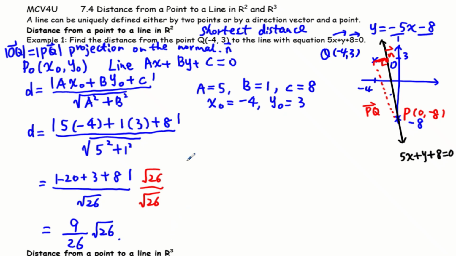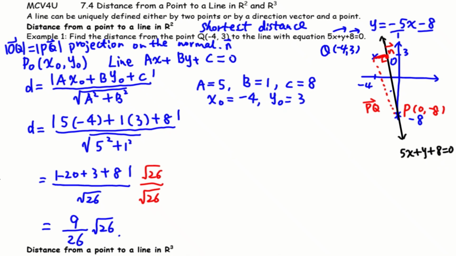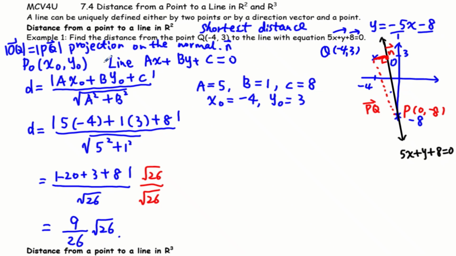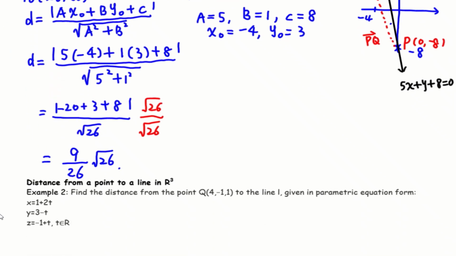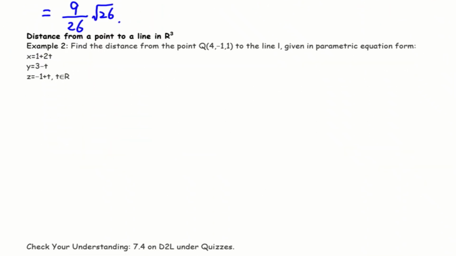So this is how we find the distance from a point to a line in 2 dimensions. And we could just use this formula right away. If you are interested in the proof of this formula, you can search YouTube to find it. And we are going to see the next one.